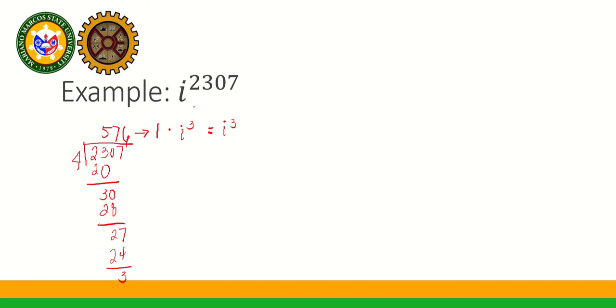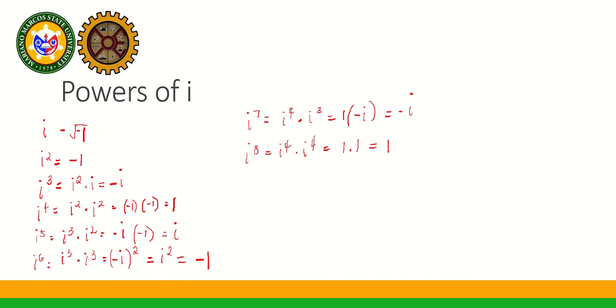So, that is how you solve the value of the complex number given the pattern na nabuo natin kanina. So, yung pattern will be i. Next is negative 1. Next is negative i. And then 1. So, every 4, i-divide mo lang sa 4 yung exponent natin and you will get the answer easily without manually solving. Okay?